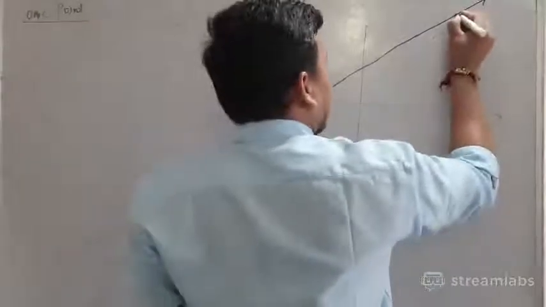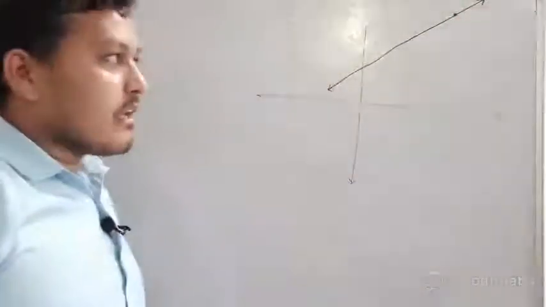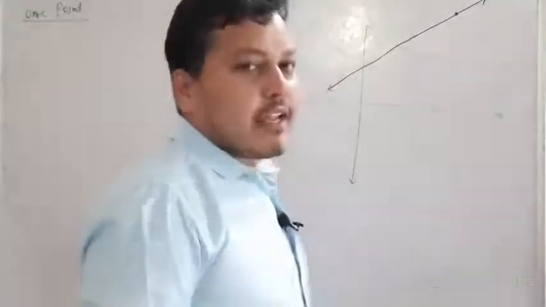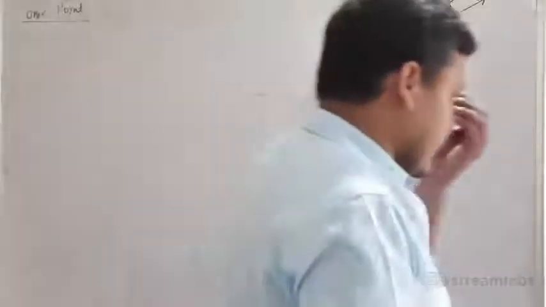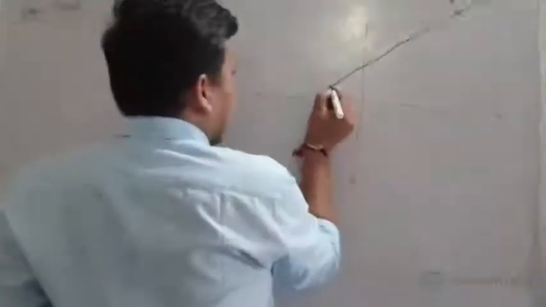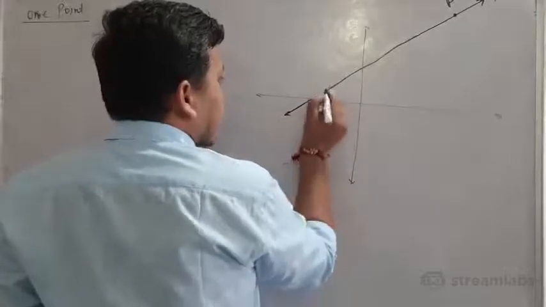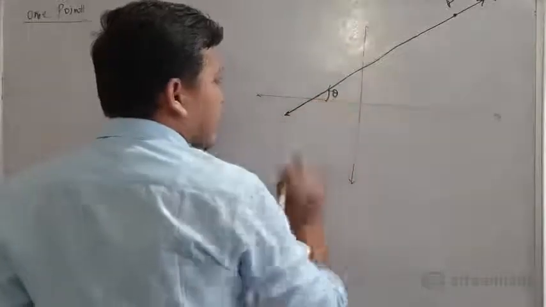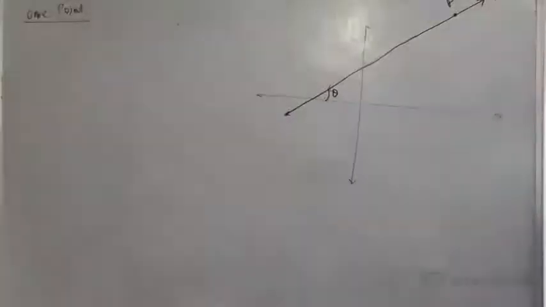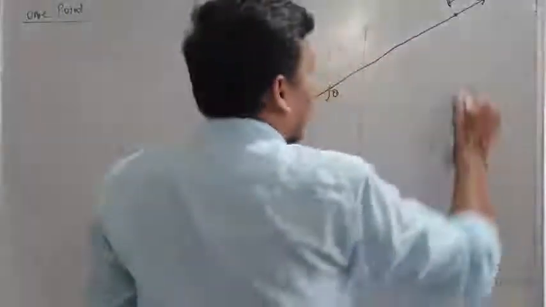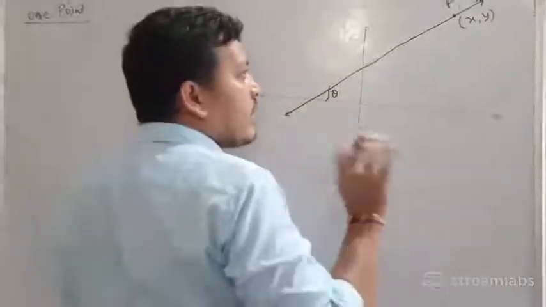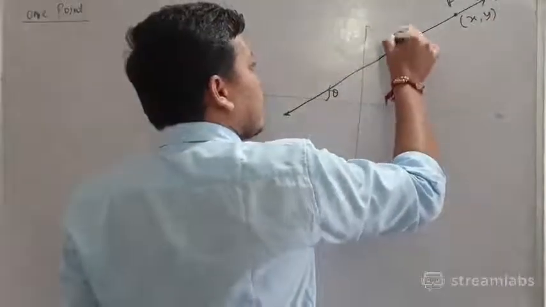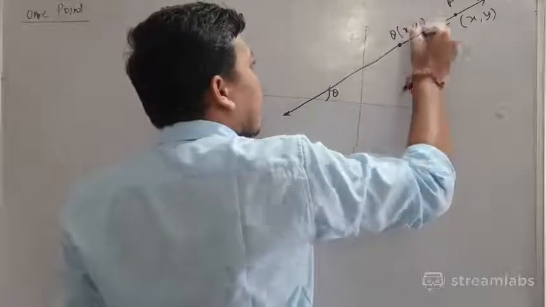Here one point is given. Let the point be x1, y1. Let this single point be P, and this line intersects the x-axis, and let the angle subtended by this line at the x-axis be theta. Suppose the point is x comma y, but it is not given here. This point is mainly Q, whose coordinate is x1, y1.